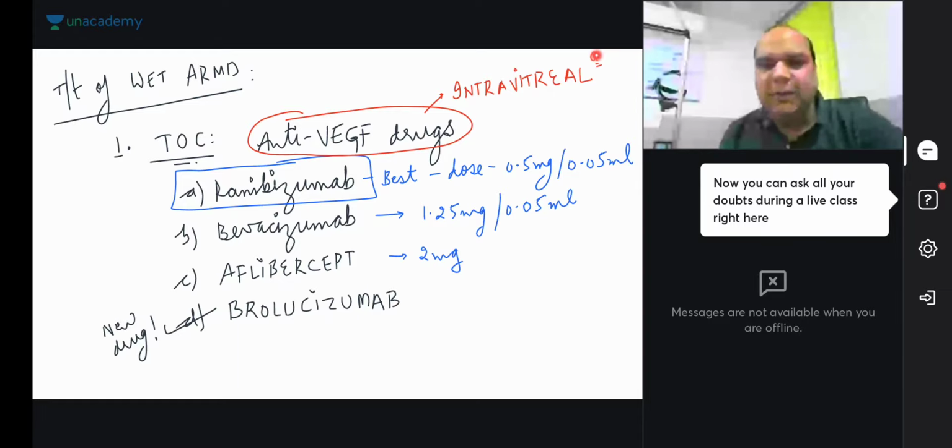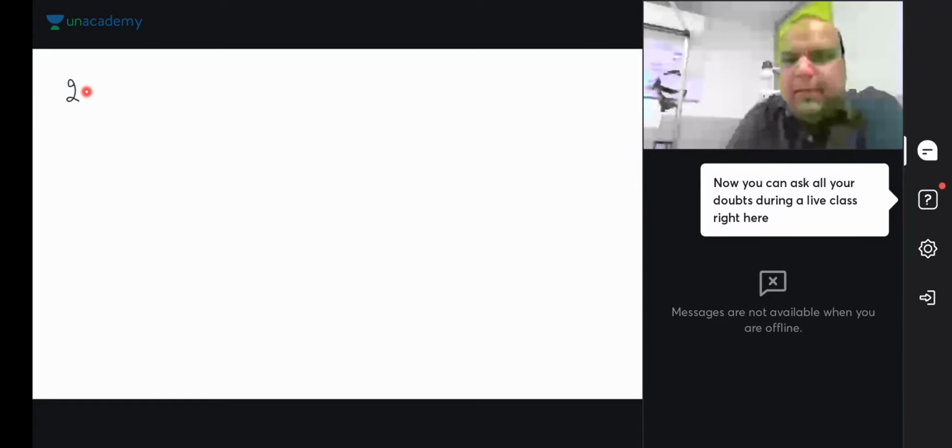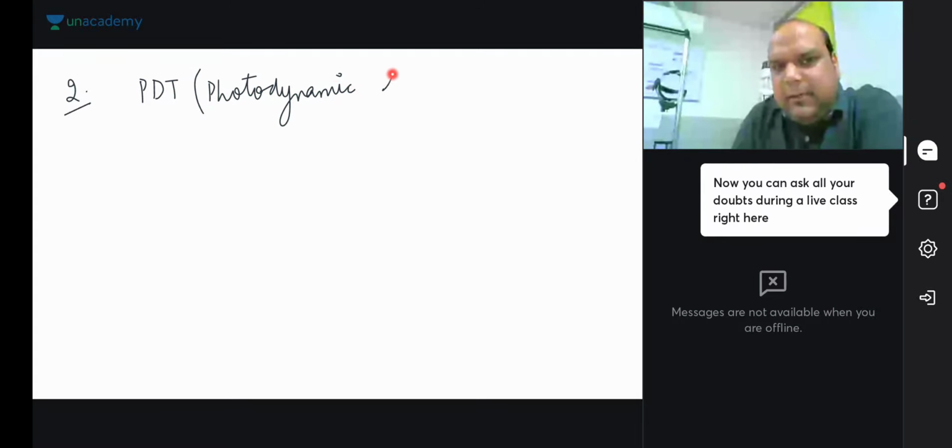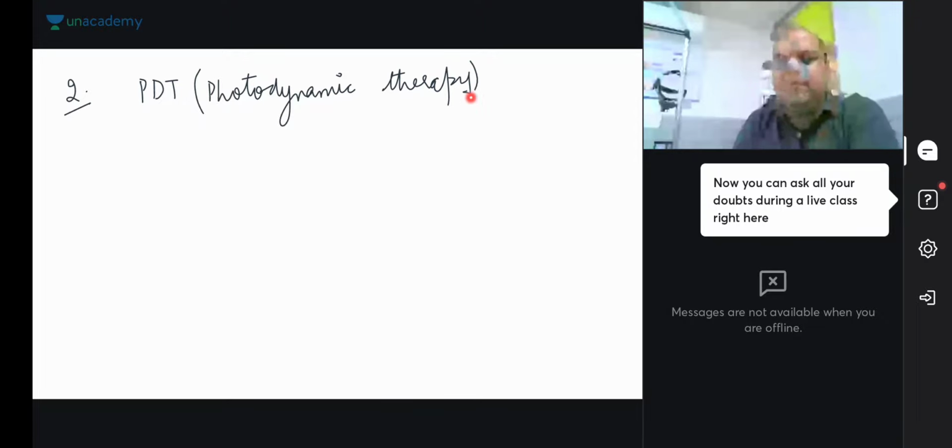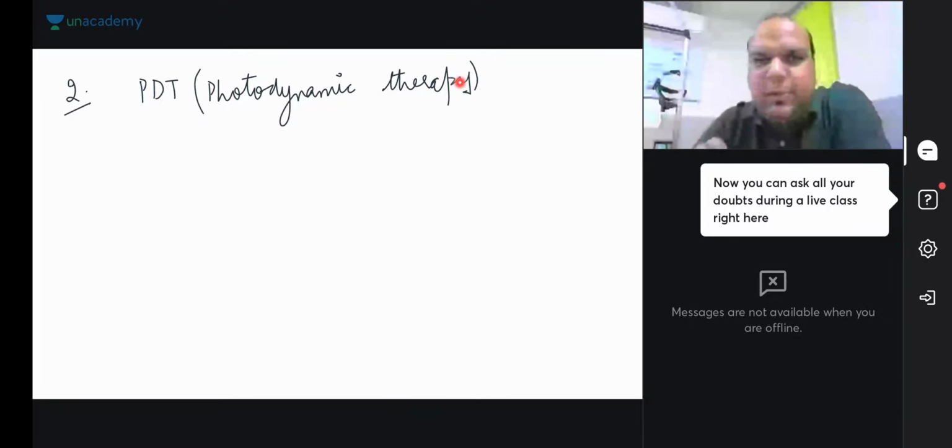Now, apart from anti-VEGF drugs, what is the second treatment we need to do? The second treatment, guys, that we can do is called PDT. The full form of PDT is photodynamic therapy. If you remember from the last lecture, I told you photodynamic therapy is also the treatment for a disease called CSR, central serous retinopathy. So we have used PDT there also.